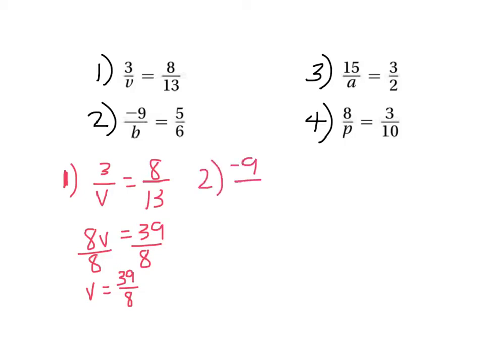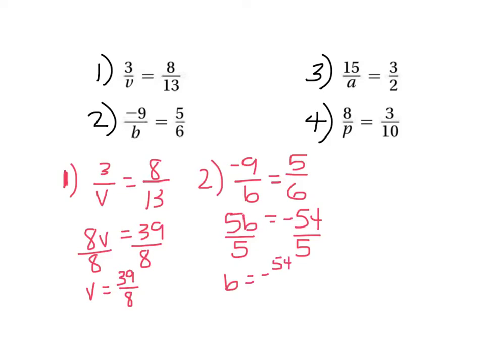Negative 9 over b equals 5 over 6. Be careful that your b and your 6 look like two different things. Cross multiply. 5 times b, 5b, is equal to negative 9 times 6, which is negative 54. Divide by 5, divide by 5. Again, we have another one that comes out not a whole number. You can leave it an improper fraction. If you must, negative 10 and 4/5 is fine, but I do prefer to see improper fractions.